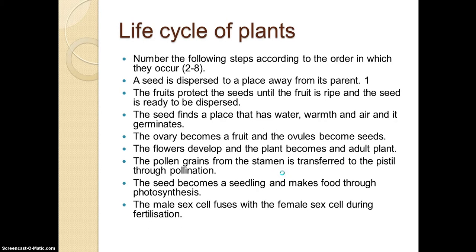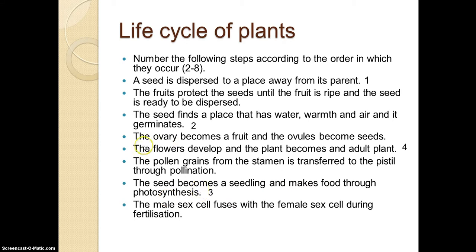Next, life cycle of plants. Number the following steps according to the order in which they occur, from 2 to 8. 1 is already given to you. A seed is dispersed to a place far away or away from its parent. 2. The seed finds a place that has water, warmth and air and it germinates. 3. The seed becomes a seedling and makes food through photosynthesis.